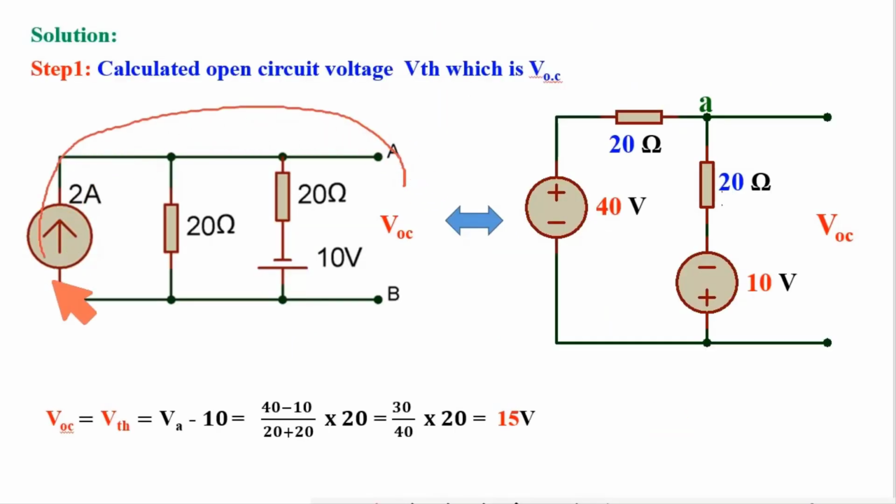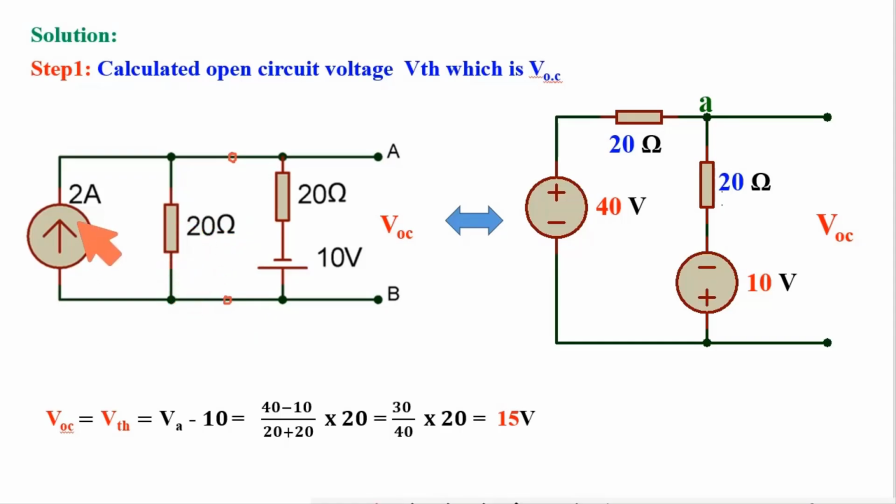So this is the same circuit to calculate open circuit voltage. Before calculating it, I simplified the circuit a little bit, considering these two points, and to the left side of this point I applied Thevenin's theorem. When I apply Thevenin's theorem, then VTH will be the voltage across this 20 ohm resistance.